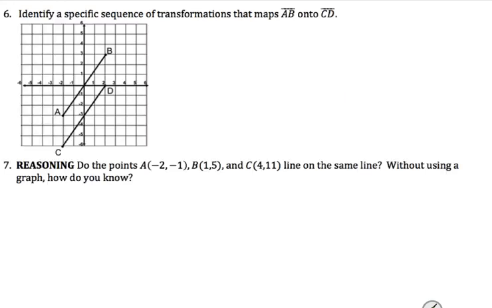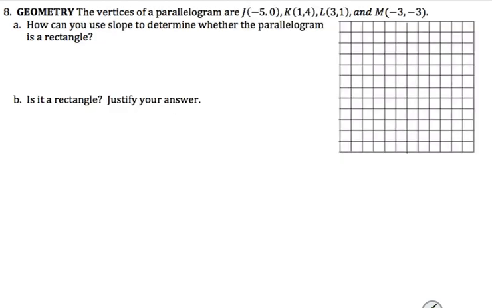Number 6, identify the transformation that maps line segment AB onto line segment CD. And number 7, I'm giving you 3 points, and I ask if they're in the same line. Without drawing a graph, how could you know they're in the same line? Think about that. Number 8, the vertices of a parallelogram are given here. That's supposed to be a comma after the 5. And you're going to plot them, and you'll do it just like the example we saw. If it is a rectangle, then it'll have perpendicular sides. If not, it won't.